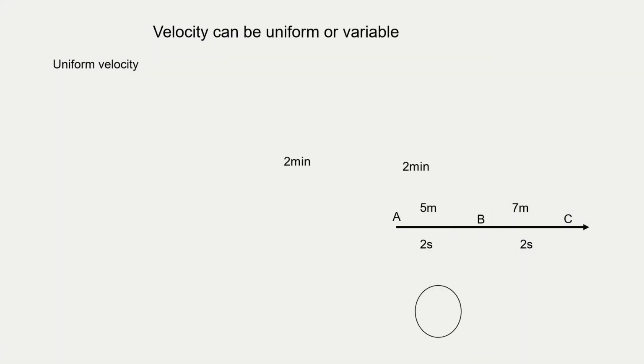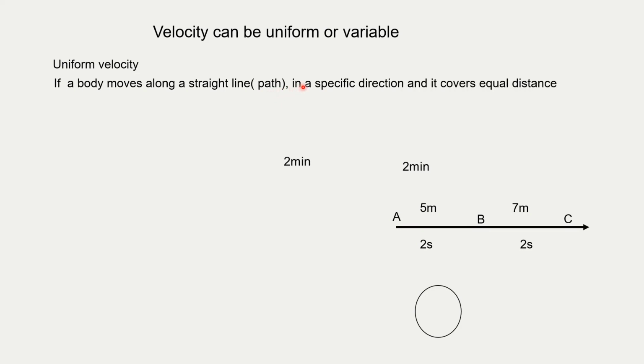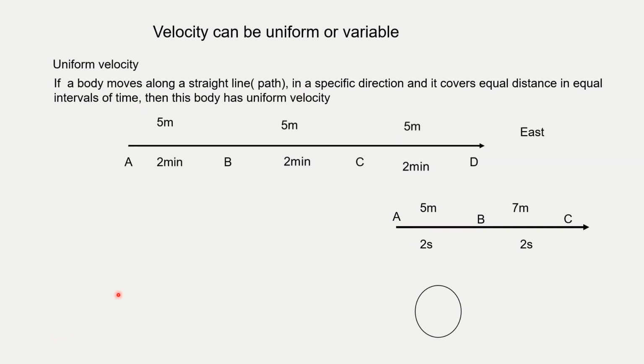Velocity can be uniform or it can be variable. Uniform velocity is if a body moves along a straight line or a straight path in a specific direction and it covers equal distance in equal intervals of time. To understand this, let us look at this illustration.